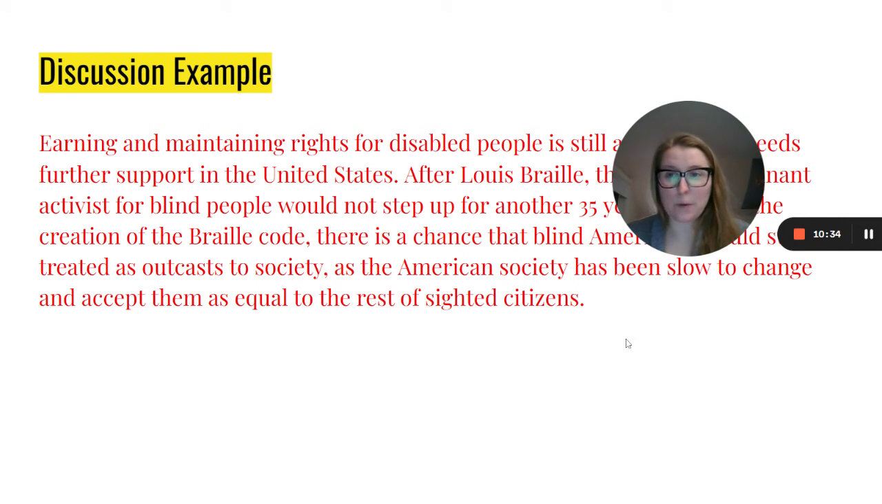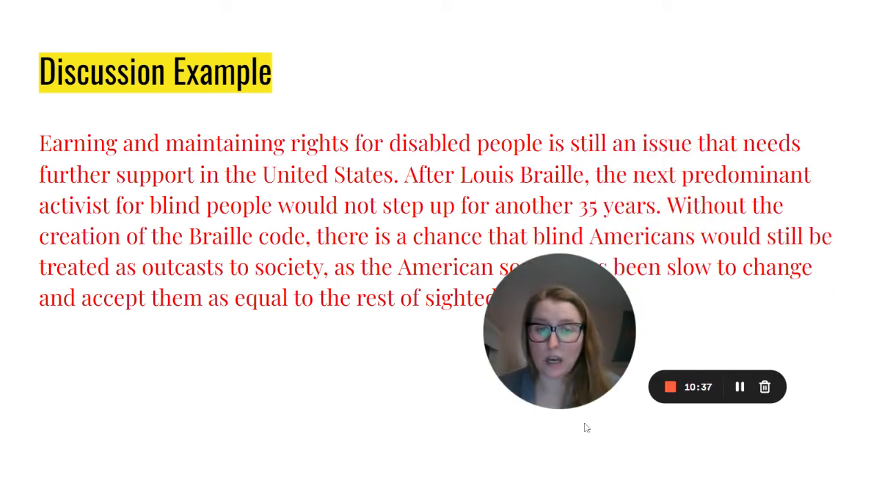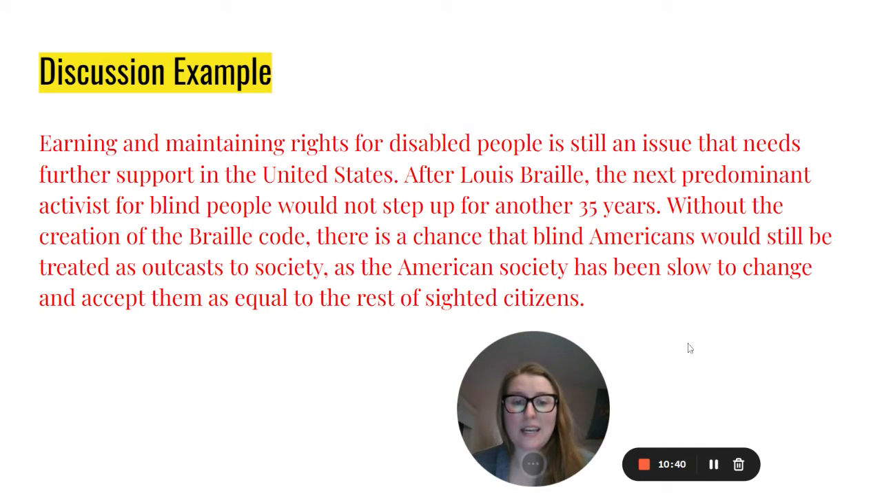So here's my discussion example. And keep in mind, you won't see any examples of I or you words in my example here. So earning and maintaining rights for disabled people is still an issue that needs further support in the United States. After Louis Braille, the next predominant activist for blind people would not step up for another 35 years. Without the creation of the Braille Code, there is a chance that blind Americans would still be treated as outcasts to society, as the American society has been slow to change and accept them as equals to the rest of sighted citizens.